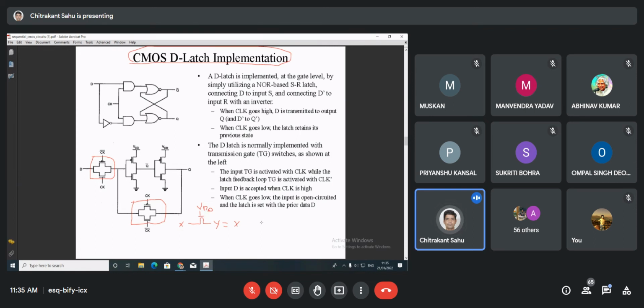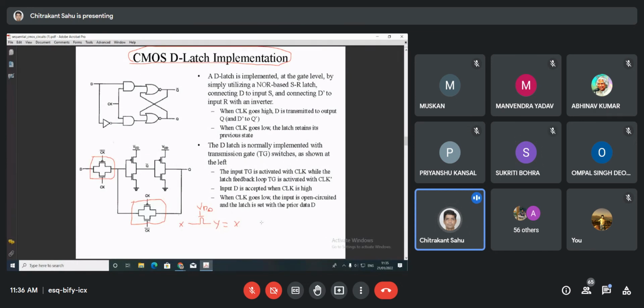What was the problem with the pass transistor devices? Any idea? So for NMOS logic, we did not get full VDD at the output. We used to get VDD minus VTH. Yes. So that is why we are going for CMOS logic.